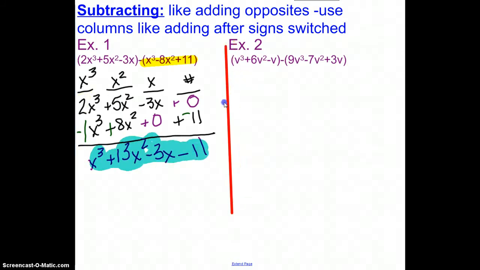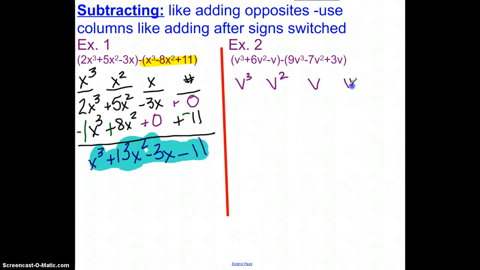Okay, let's try this last one here. On this last one, v cubed would be the highest exponent. So if I go to set these up, my problem looks like this. Now remember, first time through, just go ahead and sort it. So v cubed plus 6v squared minus v. No number here to put anywhere. Now I'm going to go to the next one. 9v cubed minus 7v squared plus 3v.